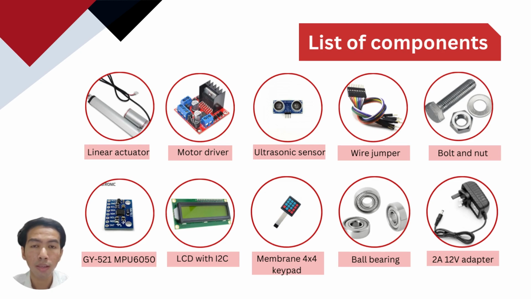The gyroscope, GY521 MPU6050, measures the motion and acceleration. In this project, we use it to measure the angular velocity of link AC. The LCD is used to display the output measured by the sensors. The 16-key membrane keypad is used to key in the input to the system. Ball bearings are used on the rotating parts, and a 12-volt adapter powers up the system.